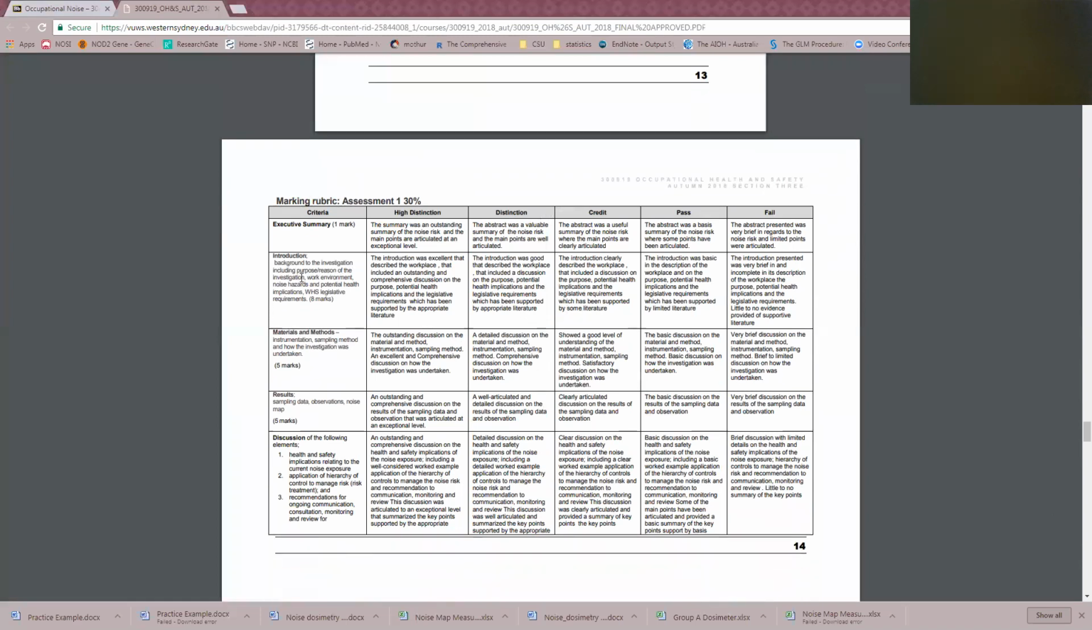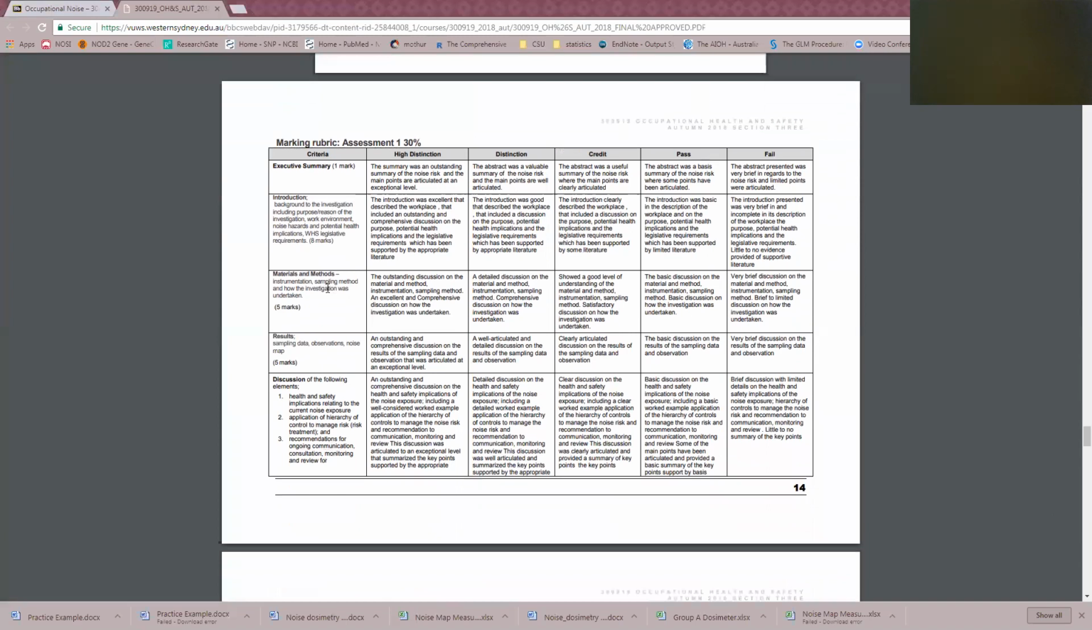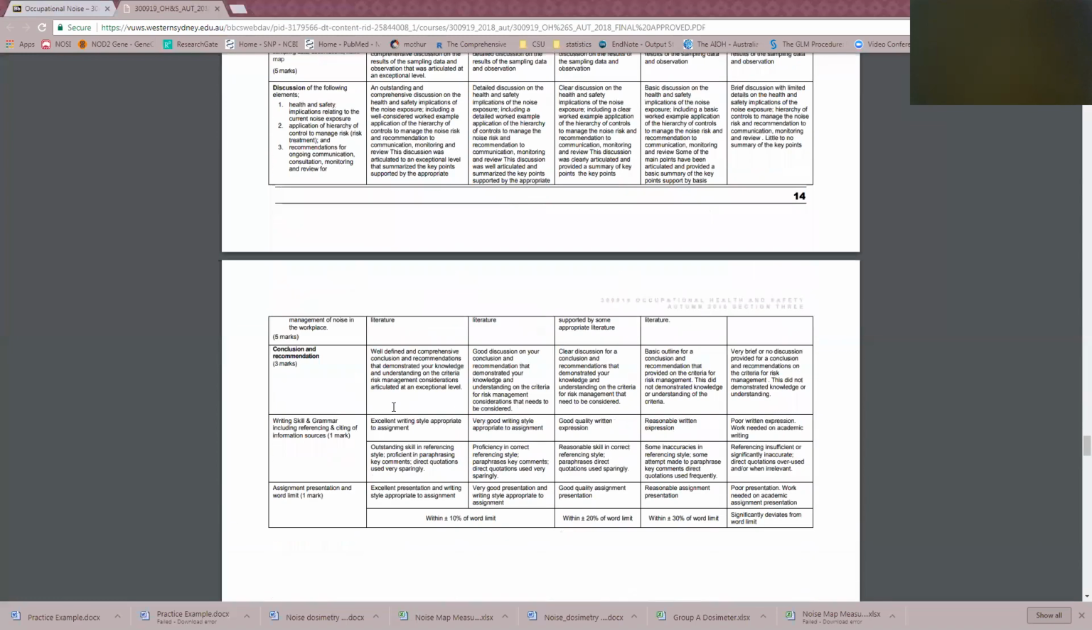Here's your marking rubric. Again, you'll find more information on here, more clues into the weighting. So if we look at materials and methods, you see we've got instrumentation, sampling method, how it was undertaken. Look at the discussion. We want information on health and safety implications from the current situation, hierarchy of control, and your recommendations. Remember, no new information in the conclusion. The information in the conclusion should already have been covered in the discussion, and you're just pulling out the key points. So we don't want a conclusion that is 2 pages long. We also add a mark for writing skill and grammar, as well as presentation.